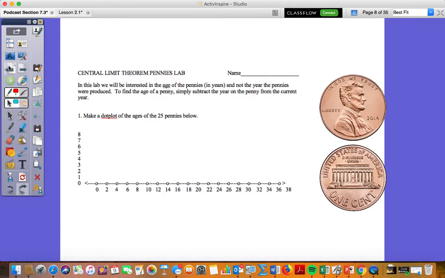You're gonna take 3 pennies. Negative 13. Add the years together, divide by 3. Subtract that, minus 15. And that's the age of the penny. You're gonna find an average age of the penny.